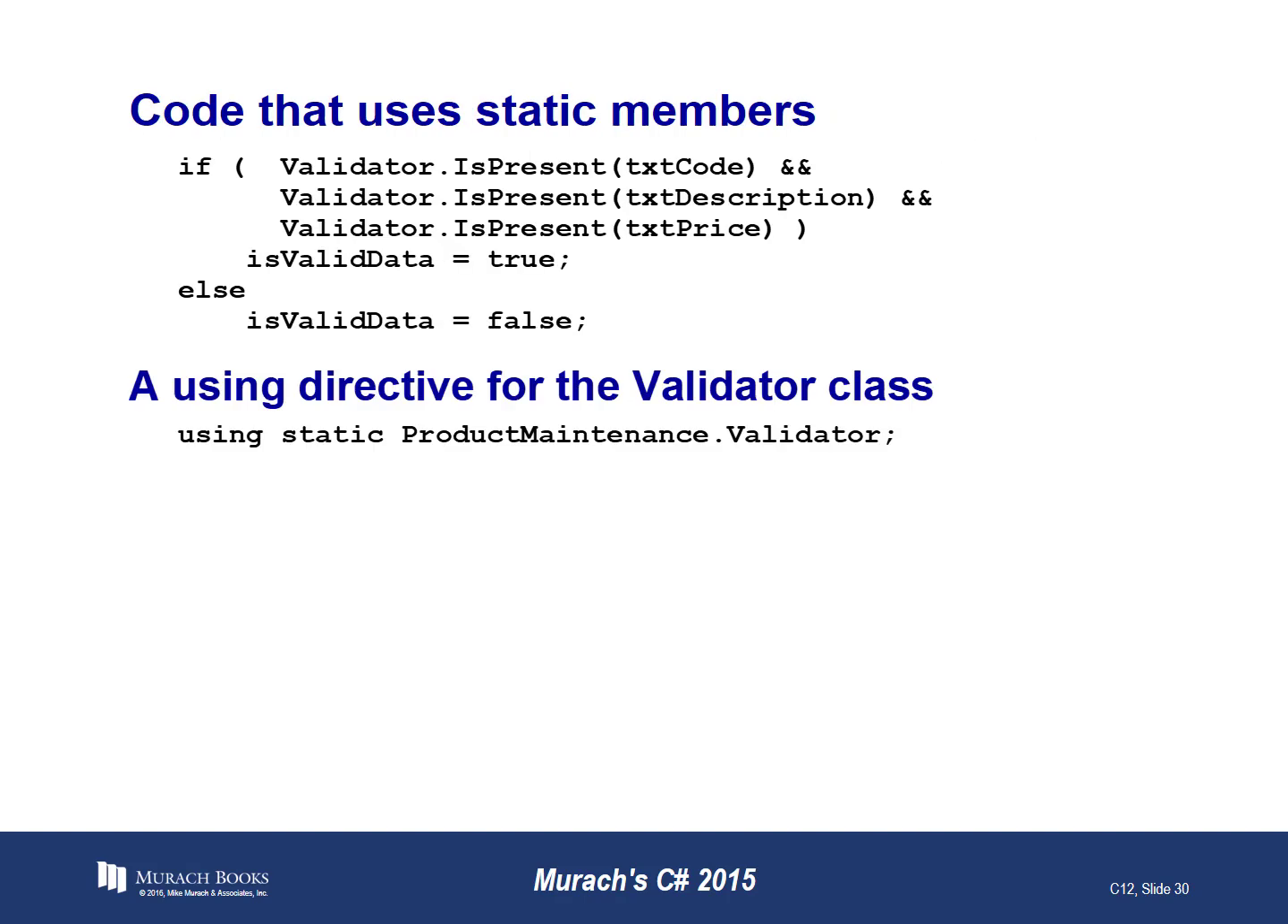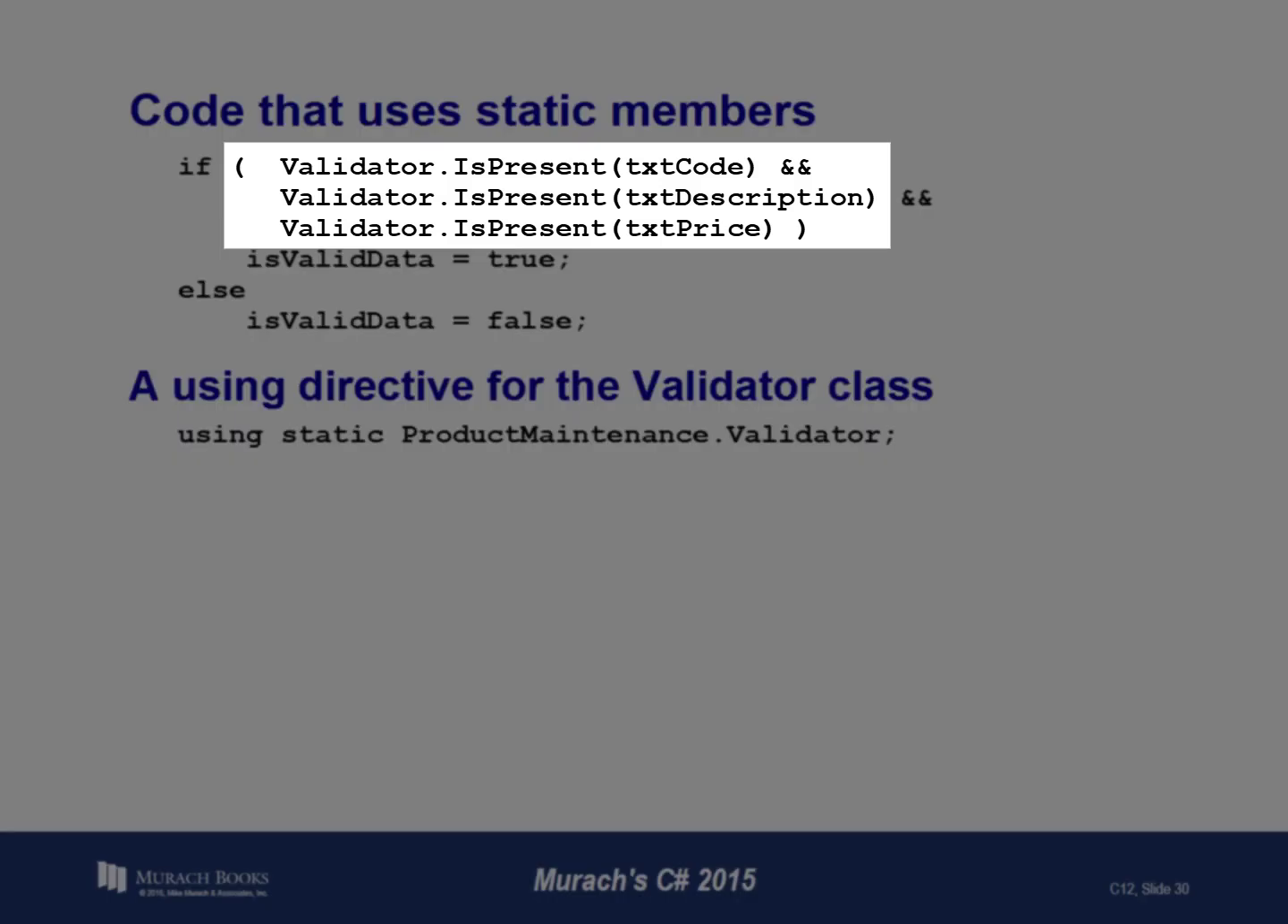Once we've created our static members for our static class, we can call any of those methods by typing the name of the class, dot, and then the name of the method. We've done this many times with things like Convert.ToDecimal. But in this case, Validator is defined by us and isPresent is defined by us. So these are user-defined methods that are part of a user-defined class.